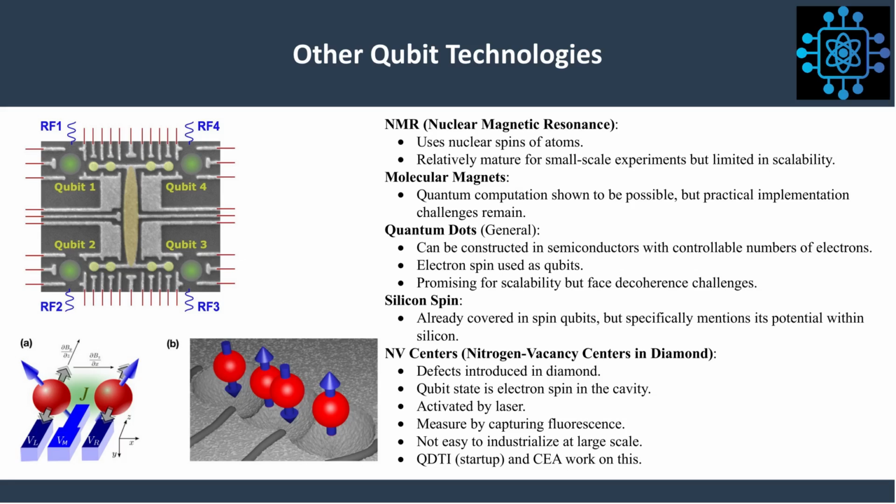Nuclear magnetic resonance uses nuclear spins of atoms, mature for small-scale experiments but limited in scalability. Molecular magnets show potential but face practical challenges. Quantum dots, constructed in semiconductors, promise scalability but struggle with decoherence. Silicon spin qubits highlight potential within silicon. Nitrogen vacancy centers in diamond, activated by laser, measure fluorescence, yet face industrialization challenges. Quantum Dot Technology Initiative and Commissariat à l'Énergie Atomique are key players.